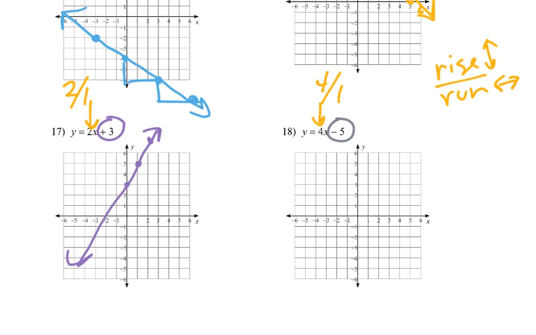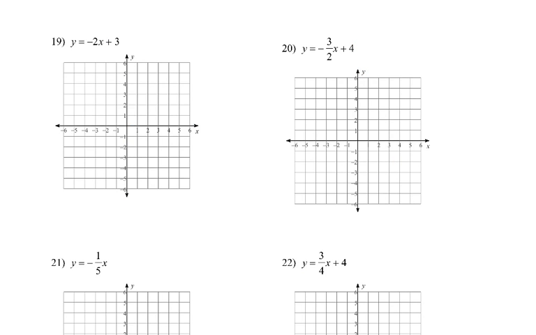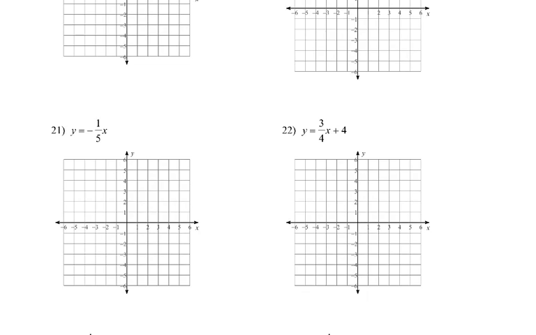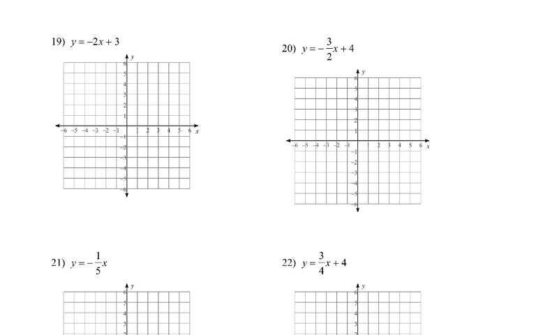Okay, -5 to start us off. +4, so I'm going to go up 4, so 1, 2, 3, 4, to the right 1. Up another 4 to the right 1, and there we go. There's my line. Alright, so hopefully you've tried some of these on your own. If not, try these last 6 on your own. Pause the video, and let's see if you can get them right on your own.